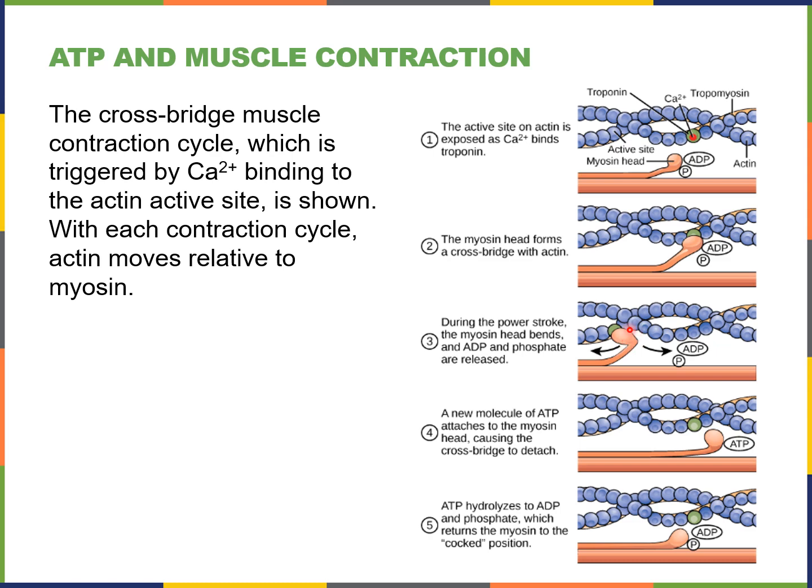But when that myosin head with ATP links onto the actin, it's going to bend this way, and the ATP is going to come off as ADP and a phosphate group. ATP is adenosine triphosphate, tri meaning 3 phosphates, so it's going to break up into ADP, adenosine diphosphate, and a phosphate group. Then a new molecule of ATP will attach to the myosin head, causing the cross bridge to detach. And then the ATP hydrolyzes into ADP and phosphate, which returns the myosin into its cocked position so that it's ready to go through this process again.